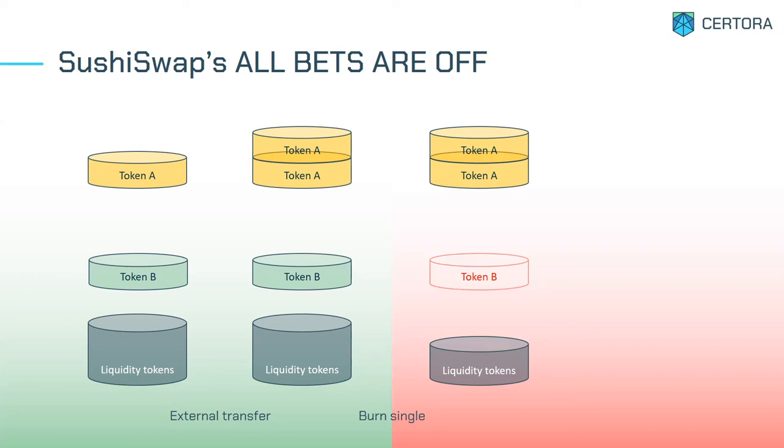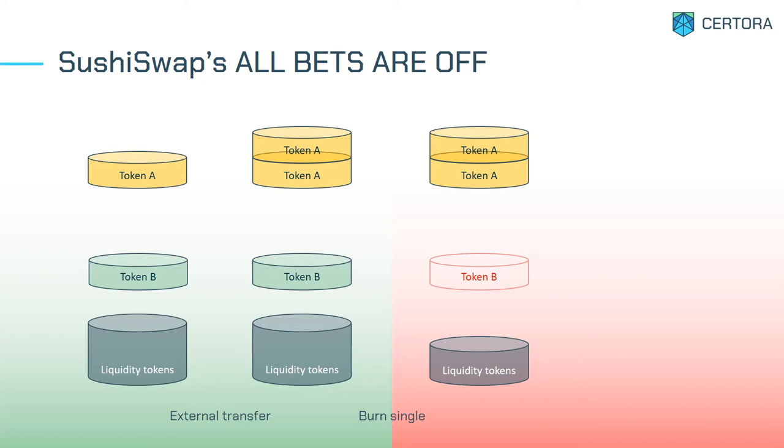At this point, it looks bad, but the question is what can happen, okay? So basically, the liquidity tokens were reduced, but you were able to withdraw the token B. Now we are in this situation, and this is a bad situation. And what can you do?